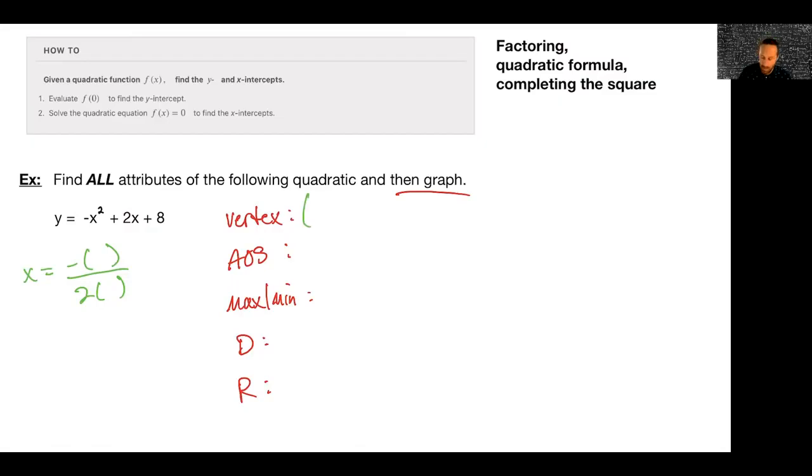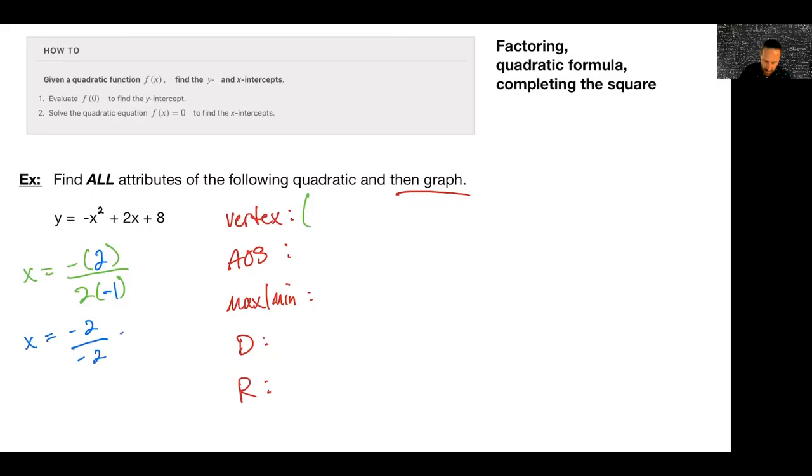So careful. I always put parentheses whenever I'm plugging things in. What is my b? It's a positive 2. And my a is negative 1. Be careful with your signs. You don't want to make mistakes. These things down here are not adding or subtracting. It's 2 times our a. It is negative whatever our b is. So the opposite of whatever your b is, going to give us a negative 2 over a negative 2.